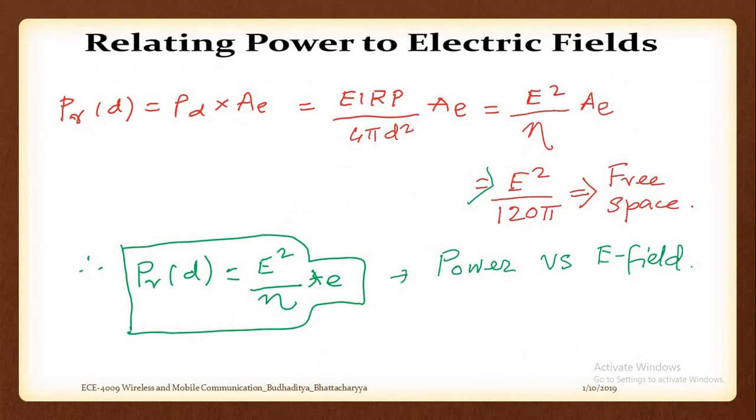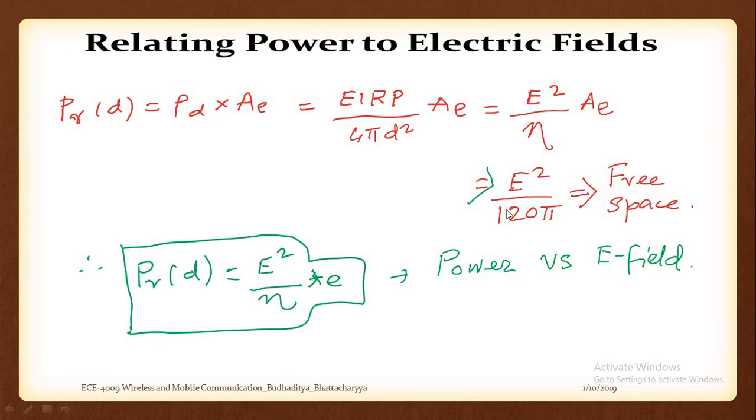So PRD, we now know how to calculate and what its significance is. But power can be related to the E field using the equation E square by eta multiplied by AE. Please note down this equation. This is a relationship where the radiated power or the received power can be related to the electric field in this case. Now, any idea about this? Eta? What is this eta? This is not the path loss exponent. Same symbols being used, but this is not the path loss exponent.